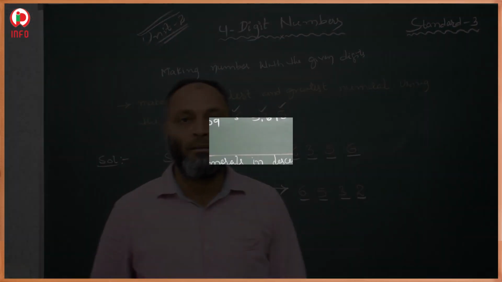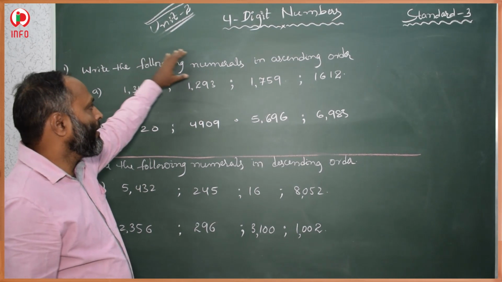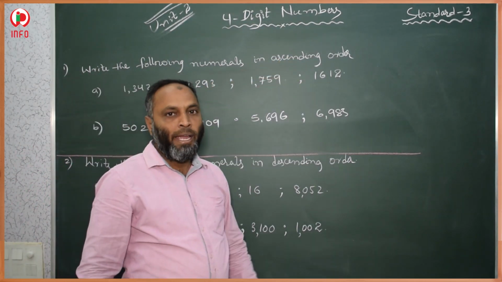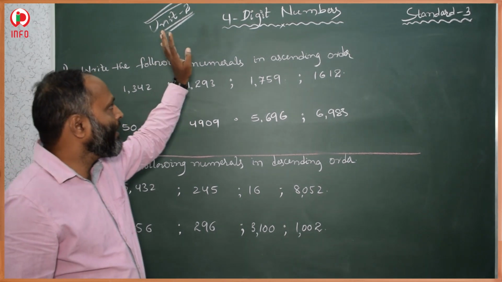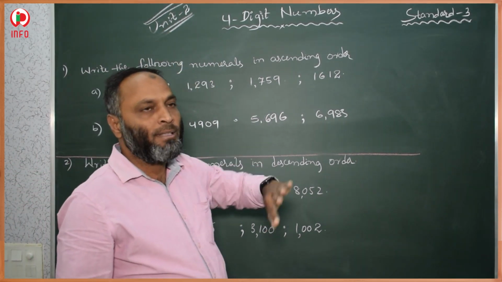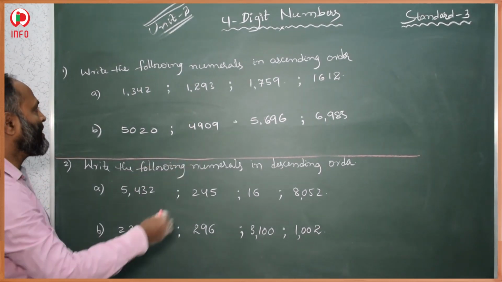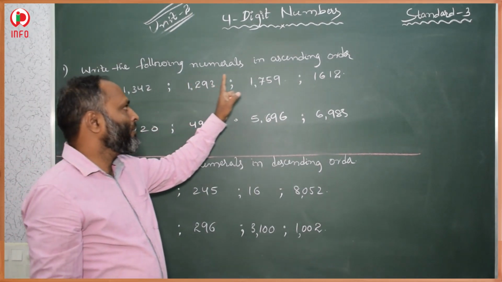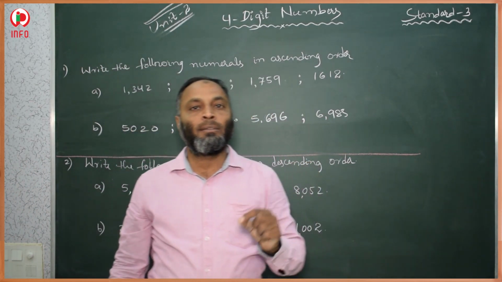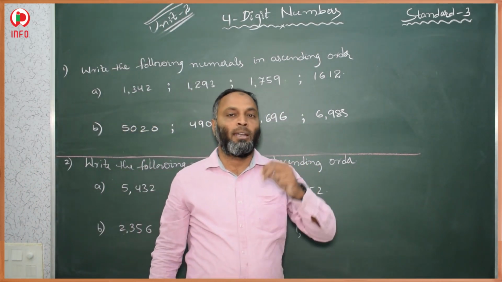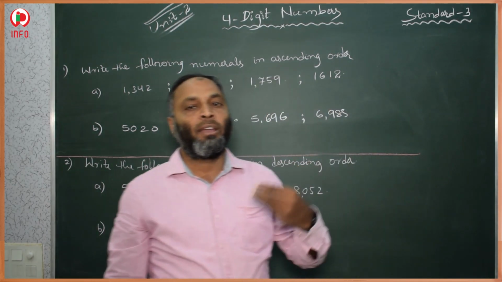Thank you. Now students, here see. Write the following numerals in ascending order and descending order. The concept we already did in 3-digit numbers. The same concept is there in 4-digit numbers also. Here 4 numbers are given. These 4 numbers we have to arrange in ascending order. Ascending order means increasing order. Increasing means first we take the smaller, then a little bit bigger, and a little bit bigger, and the biggest. In this way we have to arrange.